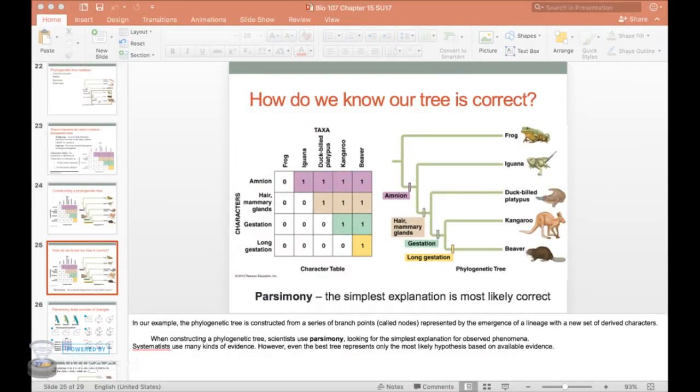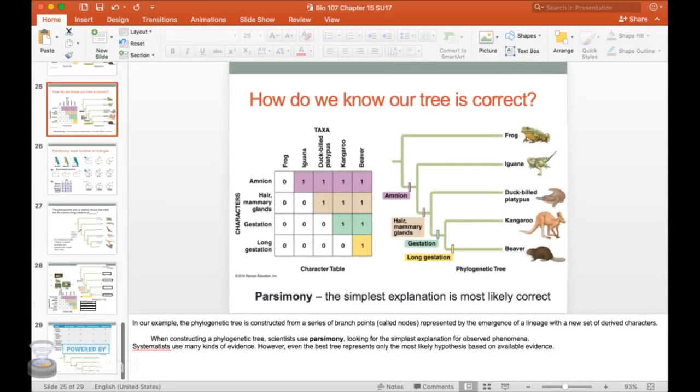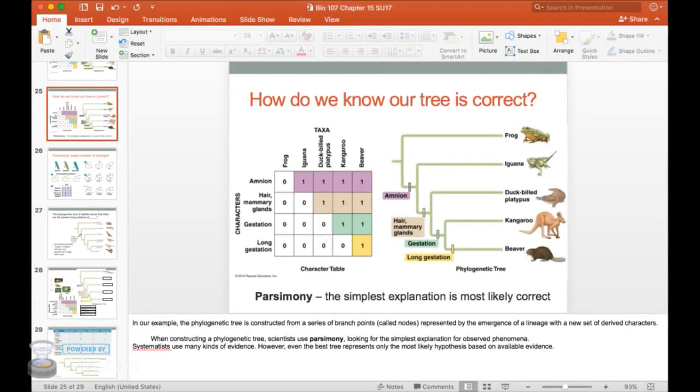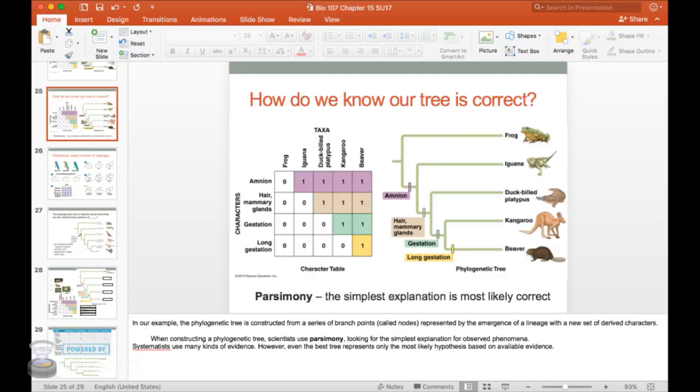So in our example here, we said that amnion evolved right here because all the creatures that came after this point, the iguana, the platypus, the kangaroo, the beaver, all have amnion, which is a little protective coating around the egg. We then can group these three because they all have hair and mammary glands. And then we can group these two because they both actually gestate their young, so they don't lay eggs. And then we can separate the beaver out by itself because it does a long gestation. The kangaroo doesn't do a very long gestation. It actually gives birth and the baby goes to live in a pouch because a kangaroo is a marsupial.